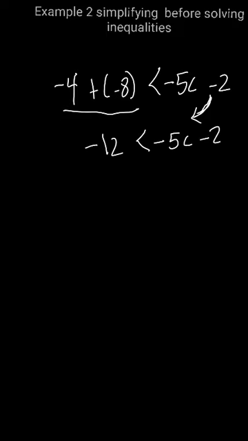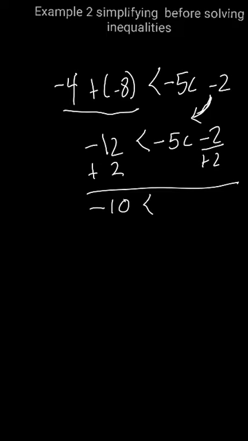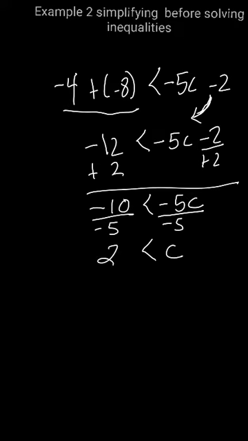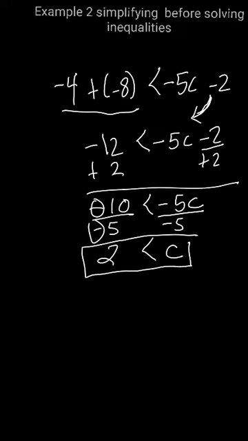Now I'm going to take this negative 2 and move it to the other side. So I'm going to add 2 on both sides. Negative 12 plus 2 gives me negative 10, is less than negative 5c. We've got to get c by itself, so I need to do the opposite operation and divide both sides by negative 5. On this side, I'm left with c. Negative 10 divided by negative 5 is a positive 2, because when we have an even number of negative signs, our answer becomes positive. So now we're graphing the inequality.